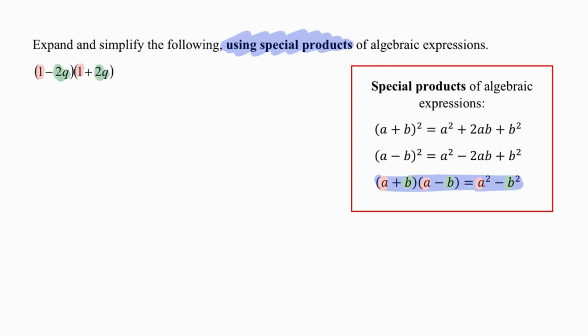So straight away when you apply the formula, this will become 1 squared minus (2q) squared. After which, just simplify. 1 squared is 1 times 1, 1. (2q) squared is 2 times 2, 4, q times q, q squared, and we are done.